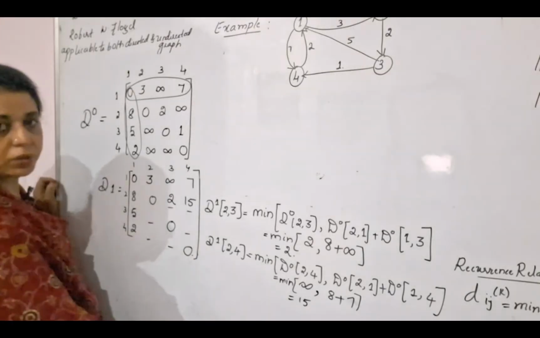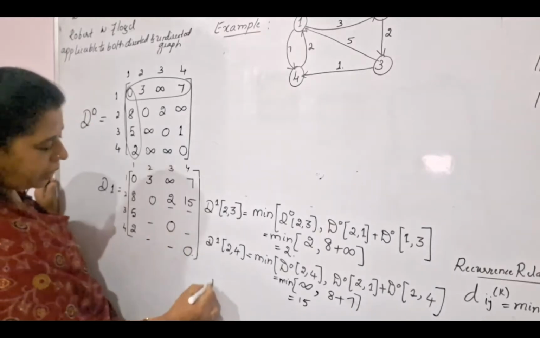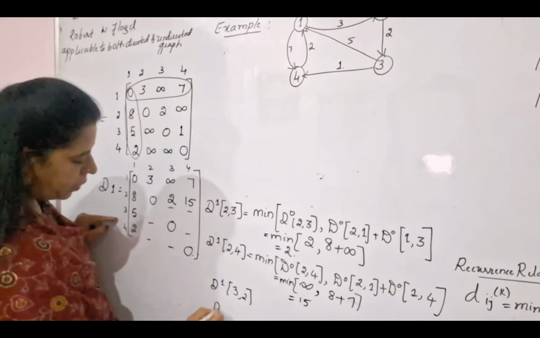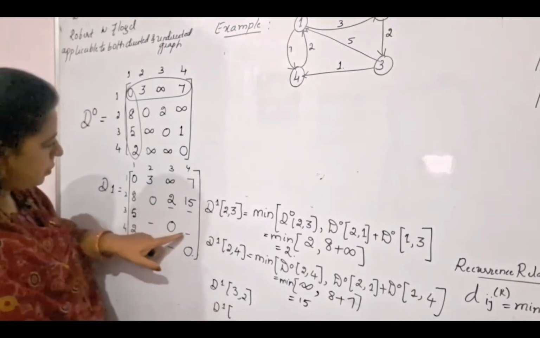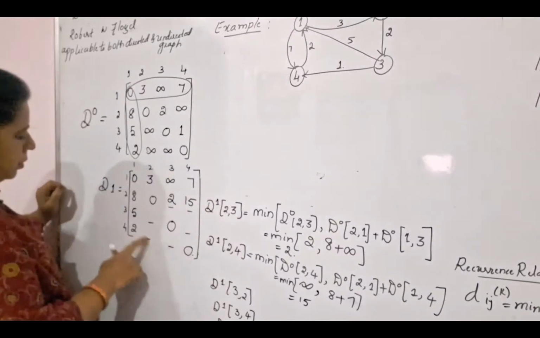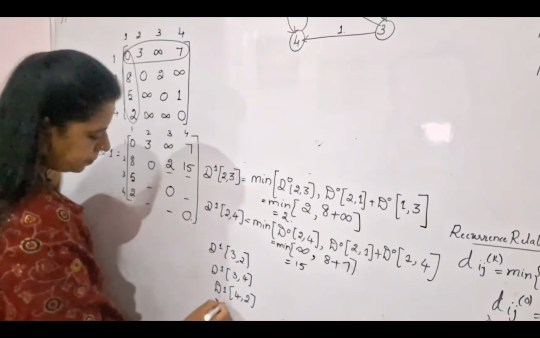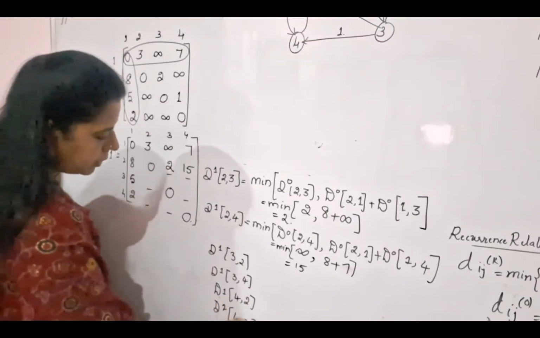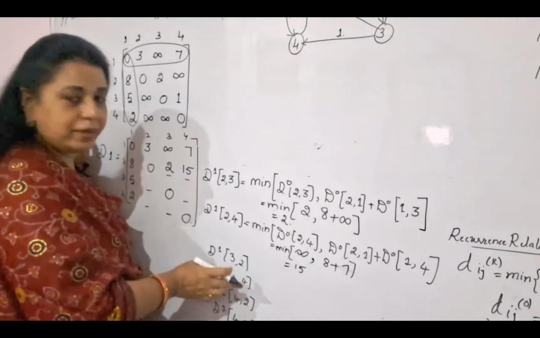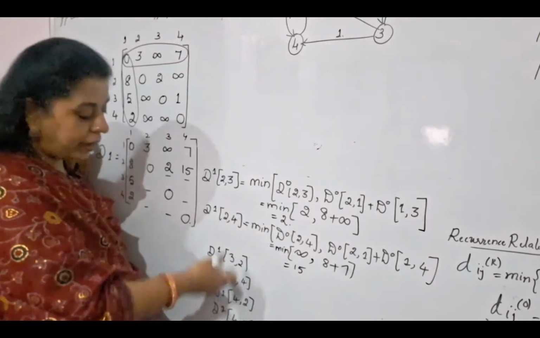In this way you need to substitute the values for all the remaining ones: you need to calculate d1 of 3 comma 2, then d1 of 3 comma 4, d1 of 4 comma 2 and d1 of 4 comma 3. So these 4 more values you need to write down. I'll just write the values directly here. You continue substituting in this formula and try to get the values.